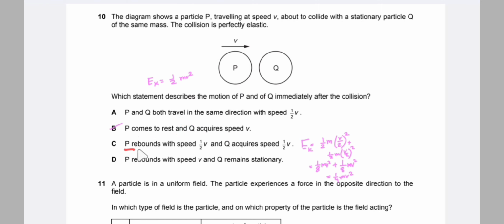Then option C: P rebounds with speed v by 2 and Q acquires a speed of v by 2. As they are moving in opposite directions, we need to add the relative speeds. So v by 2 plus v by 2 gives a speed of v. This is the same as the initial speed, so this could be the answer.